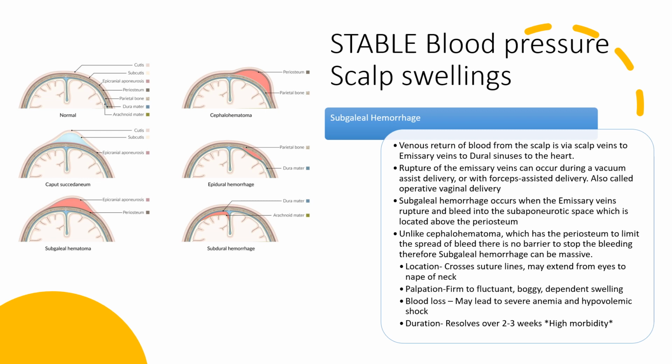Firm, fluctuant, body-dependent swelling. Blood loss may lead to severe anemia and hypovolemic shock. Resolves over 2 to 3 weeks if it does, but it has high morbidity. They can lose a ton of their blood because there are no suture lines stopping it. It just bleeds and bleeds and bleeds, and this is why subgaleal hemorrhage is a pretty big issue. It's right here, and it just goes and goes and goes.